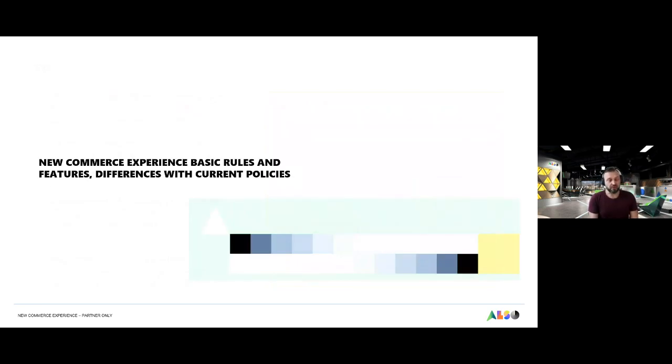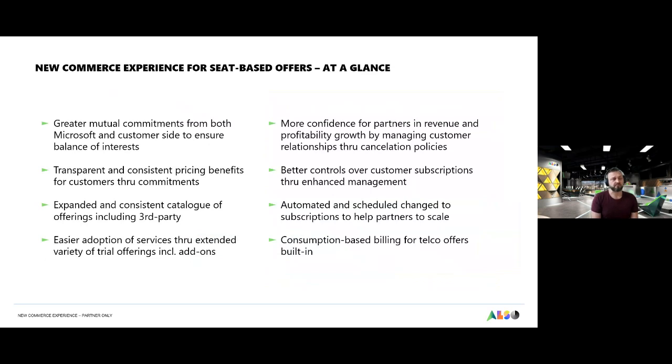All right, so let's go to new commerce itself. And at a glance, we can talk about a few things here. And I know that there is a lot of buzz on the market and a lot of feedback, not always very positive feedback from the resellers when it comes to the new commerce for seat-based offers. But I want to make sure that after today's presentation, you will change your mind if you still have negative emotions about new commerce, because at the end, the new commerce actually brings a lot more order and much more benefits for the channel than you may think.